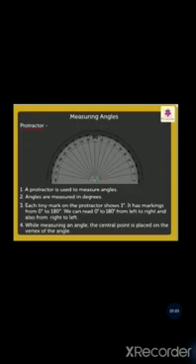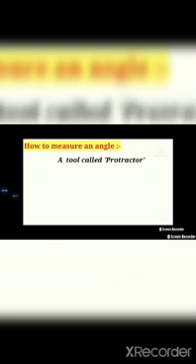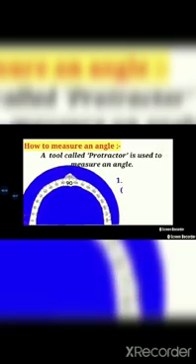While measuring an angle, the central point is placed on the vertex of the angle. See the protractor, all these points. Okay, now see the example. How to measure an angle. A tool called a protractor is used to measure an angle. See the protractor from left to right and right to left.